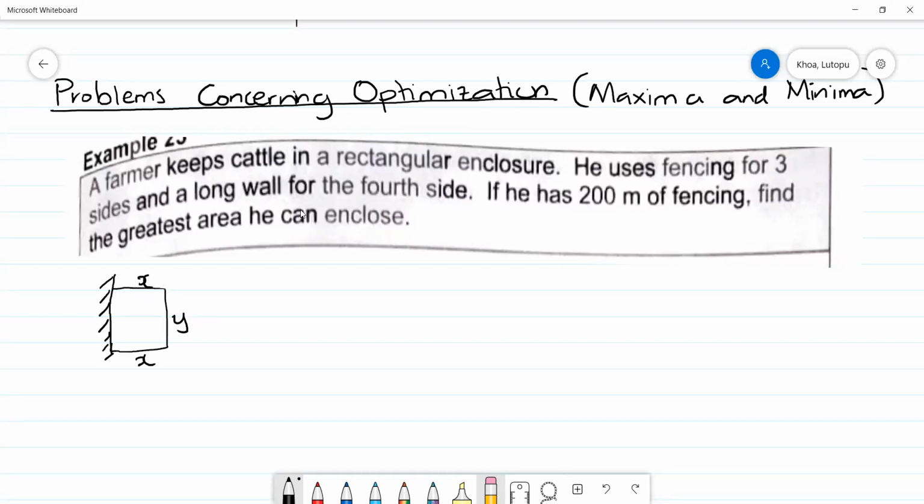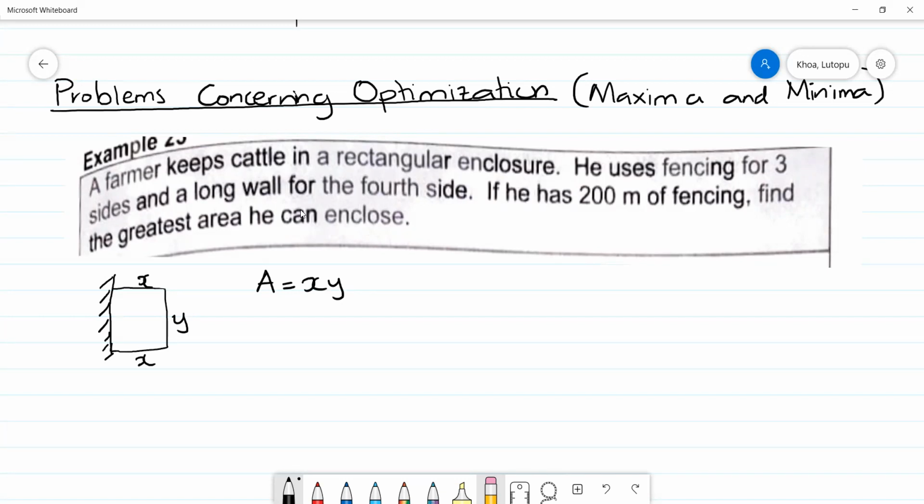Okay, so we do know that the area, if we were to work out the area of this rectangular enclosure, it's X times Y. Now, we can't differentiate this one exactly because these 2 variables, because X and Y can both change. They can change depending on if he wants to make it really long or really short. So they're both variables. So what we need to do is write one of the variables in terms of the other and then substitute and have only one variable to differentiate with respect to.